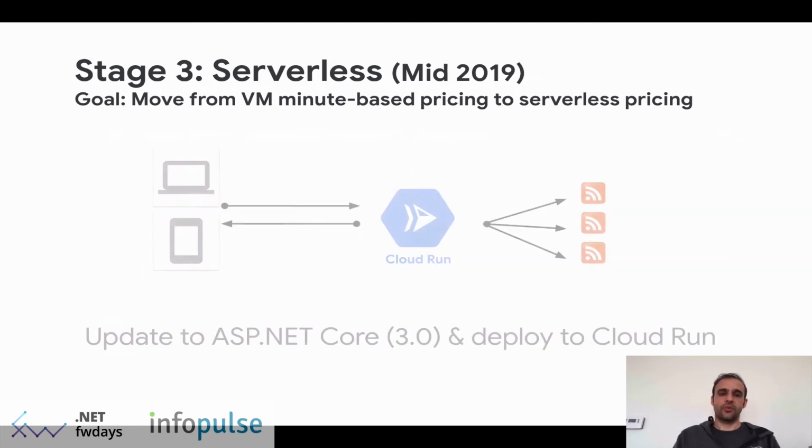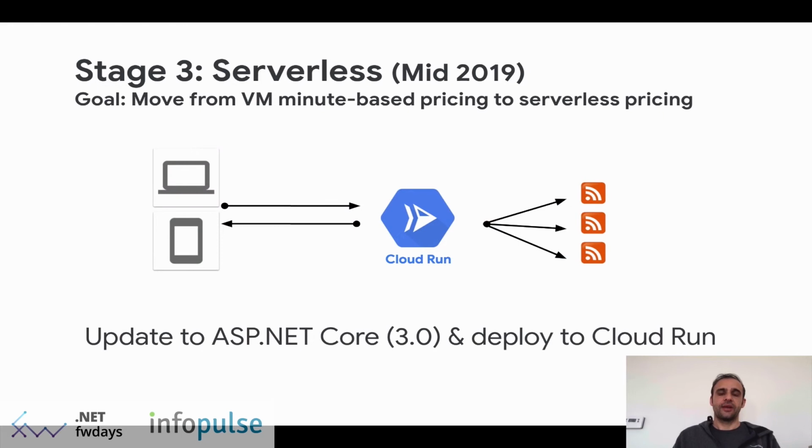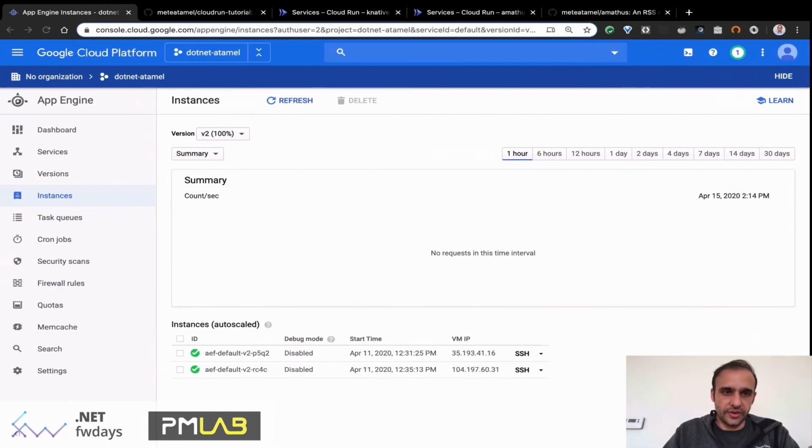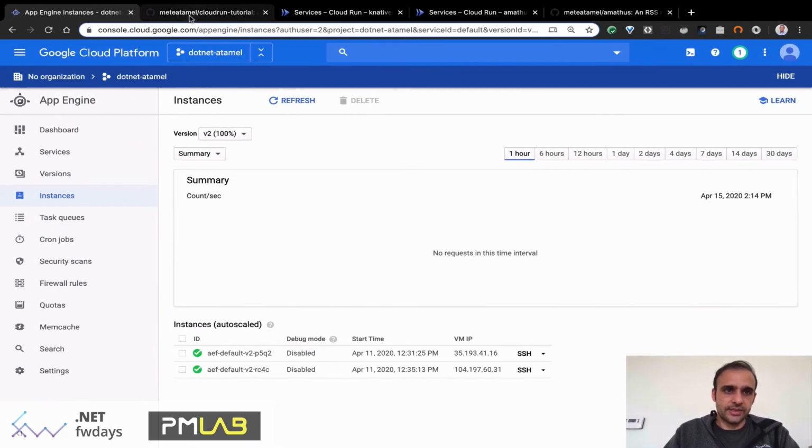So in this case, what we did is that we took our container. First, we updated our ASP.NET Core version from 2.2 to the latest at the time, 3.0, and we deployed to Cloud Run. And that was really easy. It was literally a single command to deploy our container to Cloud Run. And actually, let me show you that. Let me show you how to do this.